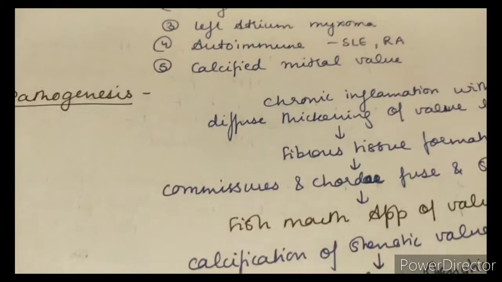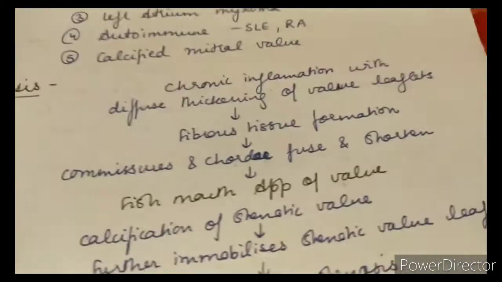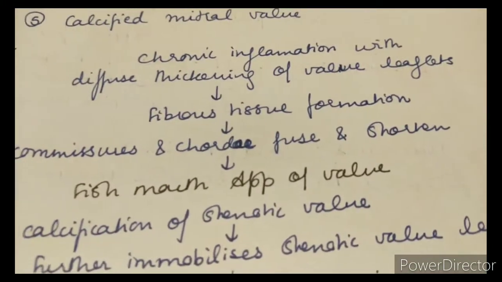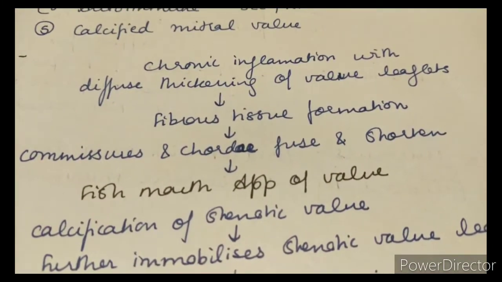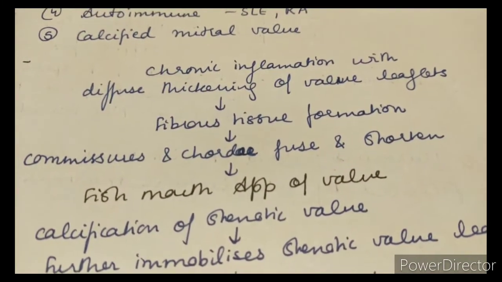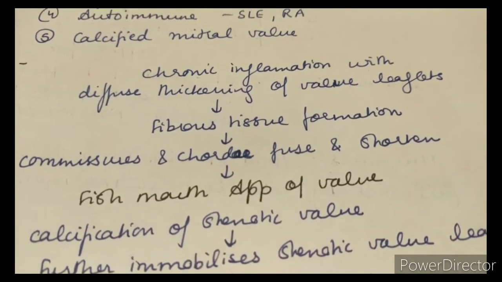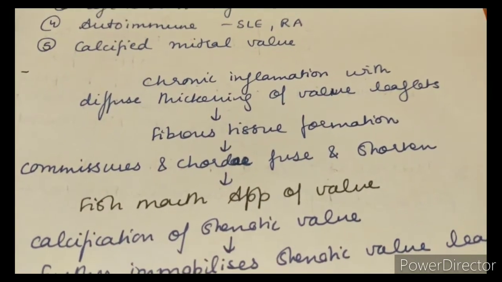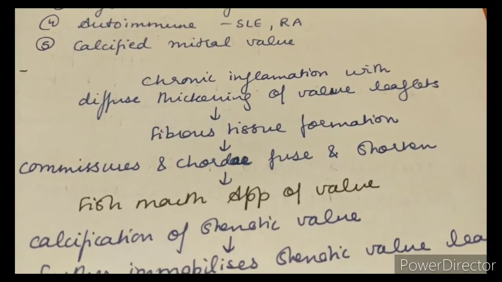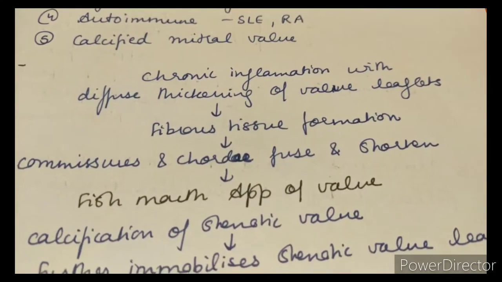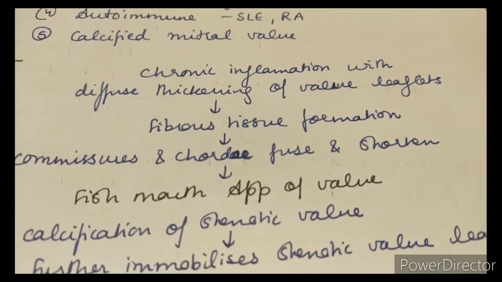Then we come on to the pathogenesis of this disease. This disease is characterized by chronic inflammation with diffuse thickening of the valve leaflets. So you have the bicuspid valve, the tricuspid valve. On those valves, especially the mitral valve, there is diffuse thickening of the valve leaflets, and then there is formation of fibrous tissue over there.